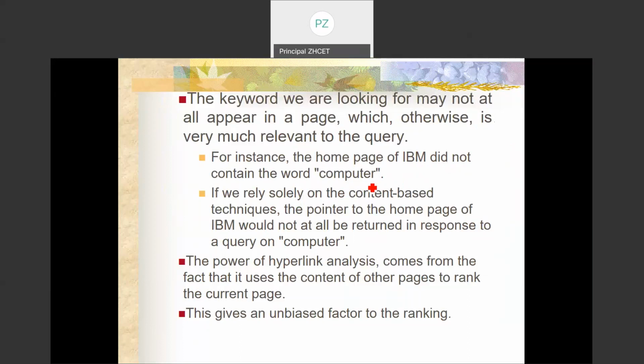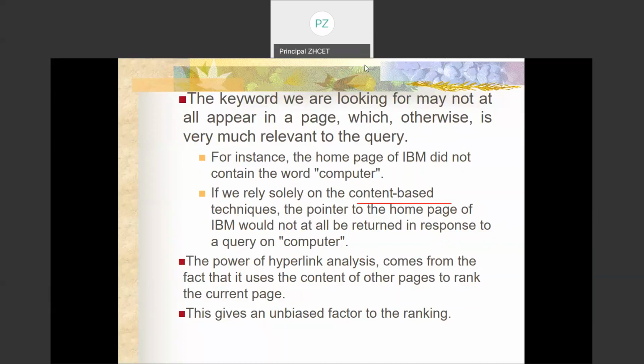But if the word computer is not there, and your crawler reaches there, it will never index the IBM page under the keyword computer. So if we rely solely on the content-based techniques, the pointer to the homepage of IBM would not at all be returned in response to a query on computer. These two strange problems, keyword spamming and absence of keyword, two extremes, but creating very crucial problems, right?